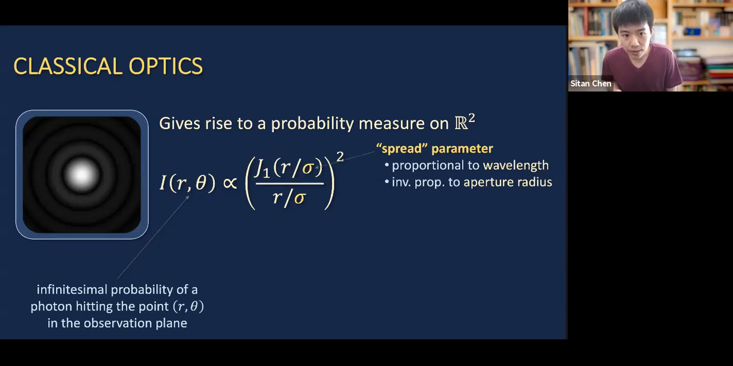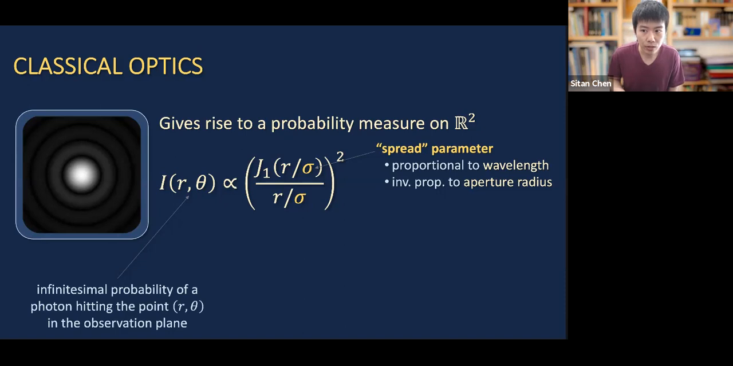First, let's start with the parameter sigma. You can think of this as the analog of the standard deviation for a Gaussian. The spread parameter sigma is going to depend on system-specific constants. So it's going to be proportional to the wavelength of the light being imaged and inversely proportional to the radius of this circular aperture. Now, this function J sub 1 is just the Bessel function of the first kind. This won't be super important to us.